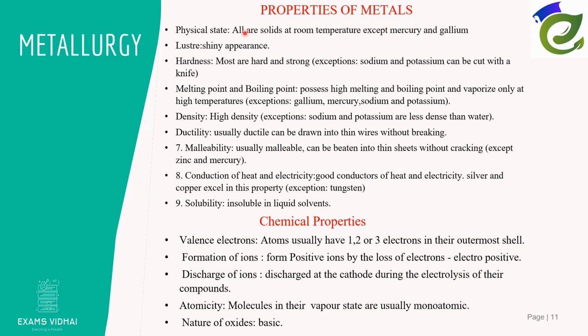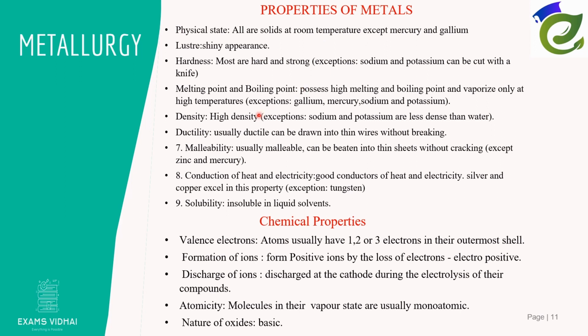Properties of metals. First we'll learn about physical properties of metals. Metals are solid at room temperature except mercury and gallium. Metals are shiny in appearance. Most of them are hard and strong. Melting point and boiling point: the metals possess high melting and boiling points and vaporize only at high temperature. Exceptions: gallium and mercury, and sodium and potassium have low melting points. Density of metals: they have high density. Exceptions: sodium and potassium are less dense than water.